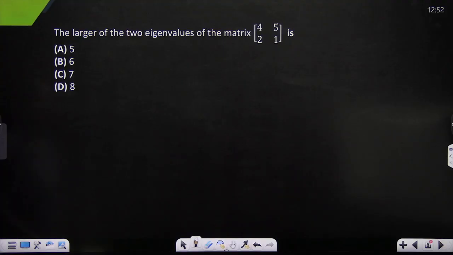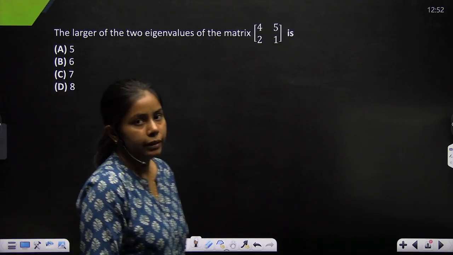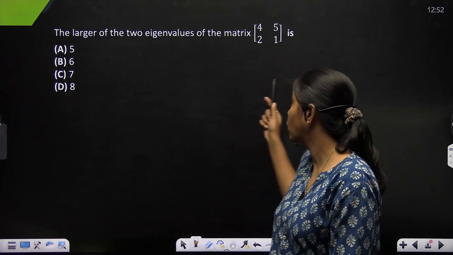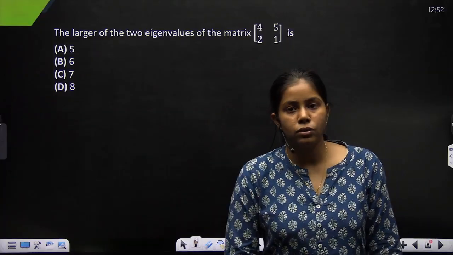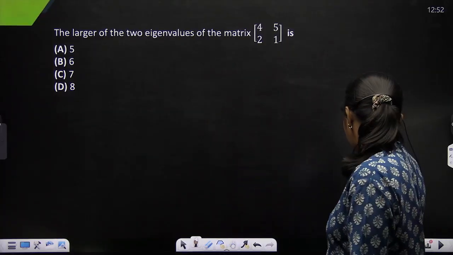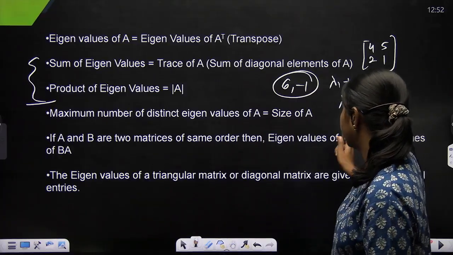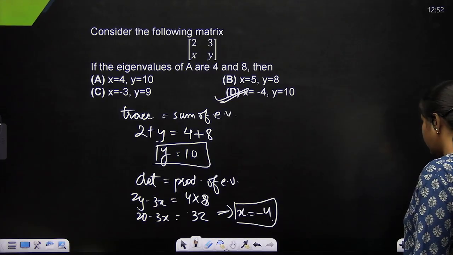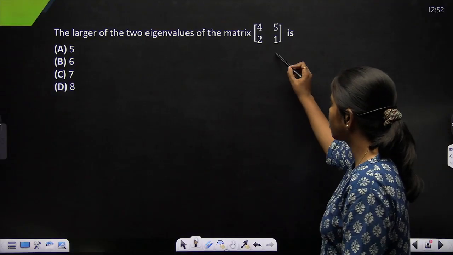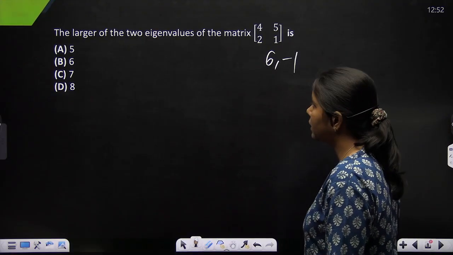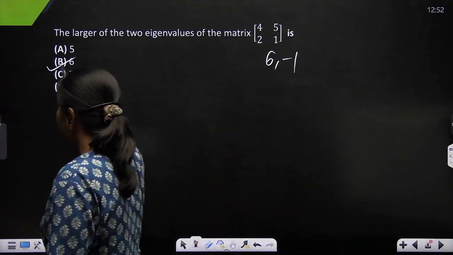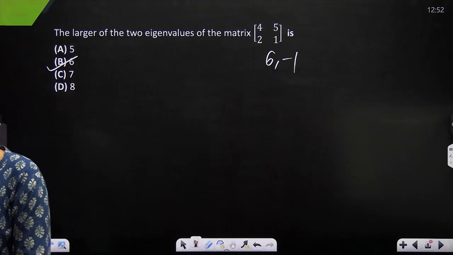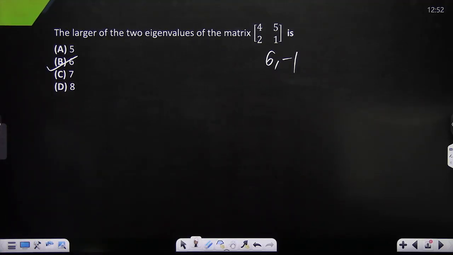Next question: the larger of two eigenvalues of the matrix. Now look, you can see the matrix 4 5 2 1. You can either solve it by yourself. I just told you, I solved this here and found the eigenvalues. It has the eigenvalues 6 and minus 1, and they are asking for the larger of the two eigenvalues. Which one is larger? 6. 6 is the larger of the two eigenvalues. Right? Now let's see the next question.